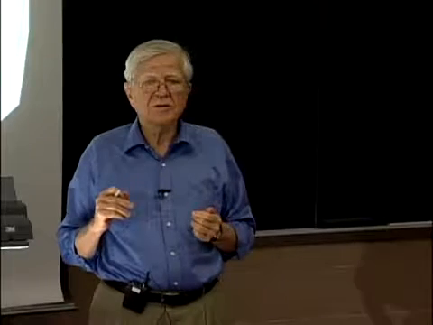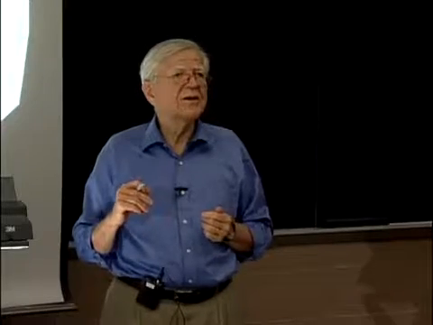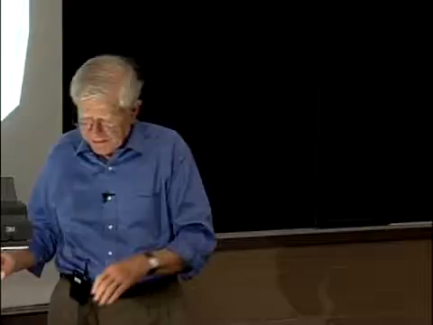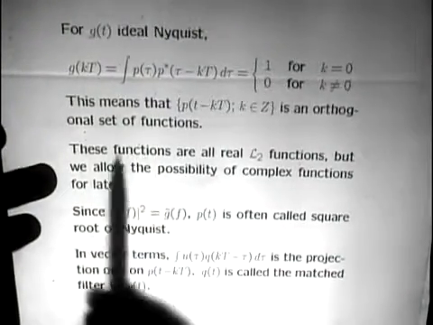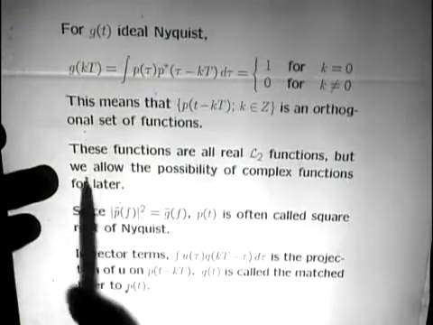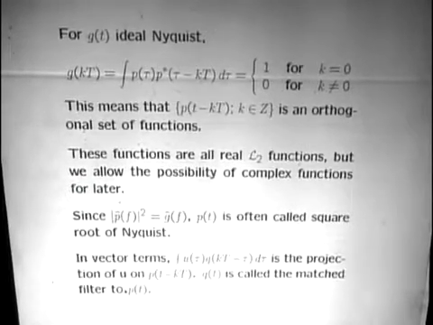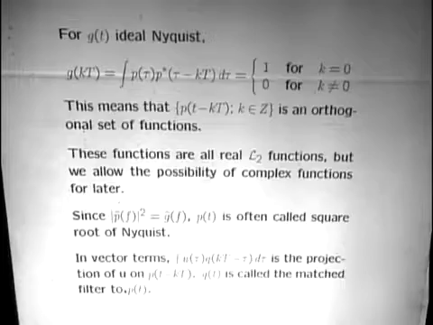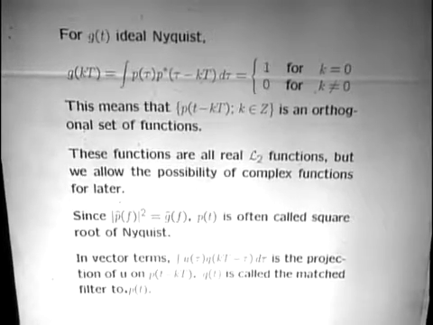And the thing which is a little screwed up in the notes is whether these are orthogonal or orthonormal or what, and you need to make a few changes to make all of that right. Okay, these functions are all real L2 functions, but we're going to allow the possibility of complex functions for later. In other words, if we're transmitting a baseband waveform on a channel, how do you transmit an imaginary waveform?